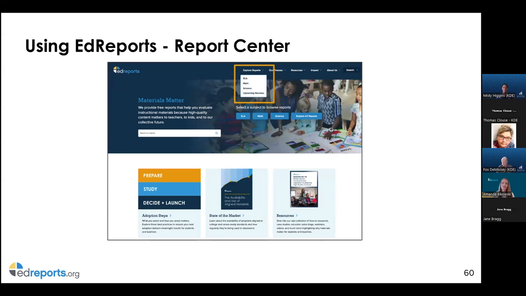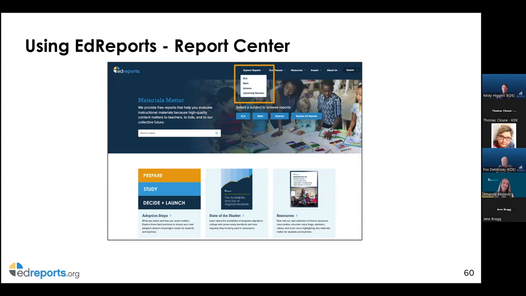As you all know, Ed Reports is known for its vetted reports published by our educators nationwide. You can access reports for ELA, math, and science by clicking on Explore Reports, which is highlighted in yellow at the top of the screen. This is also where you can access the list of upcoming reviews. So those are for programs that are either currently being reviewed or going to be reviewed soon in the future.